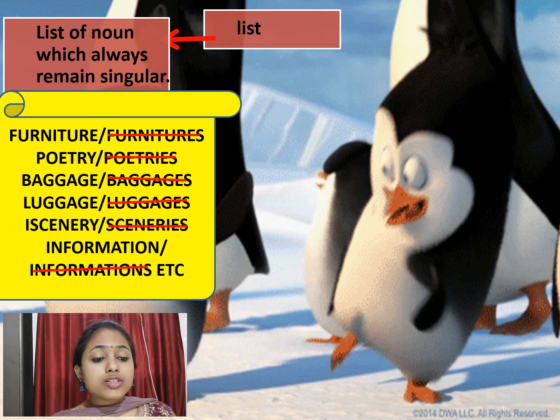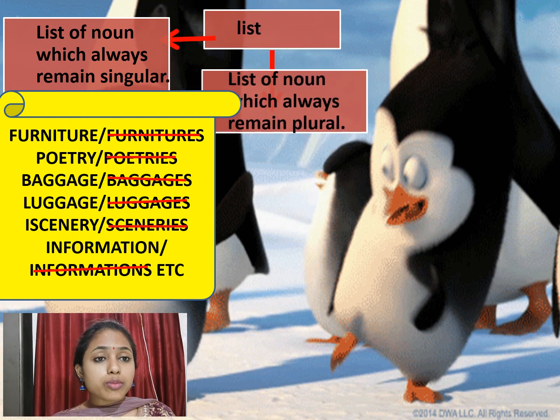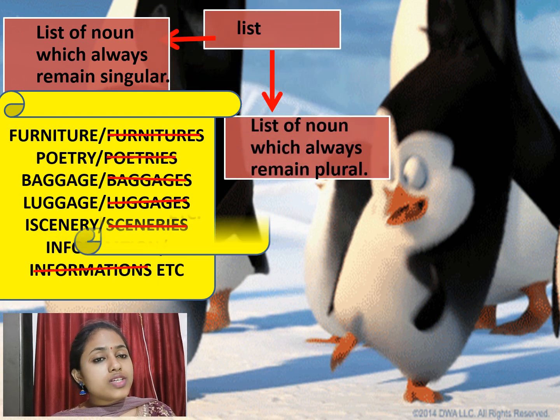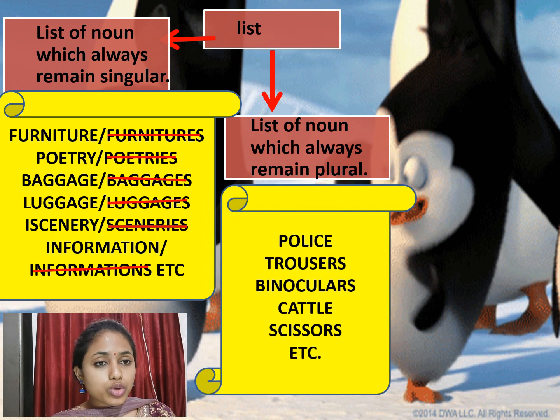Next one, list of nouns which always remain plural. These nouns always remain plural. For example, police, trousers, binoculars, cattle, scissors, and etc. Got it? Scissors. Why scissors? Because it has two blades, right?